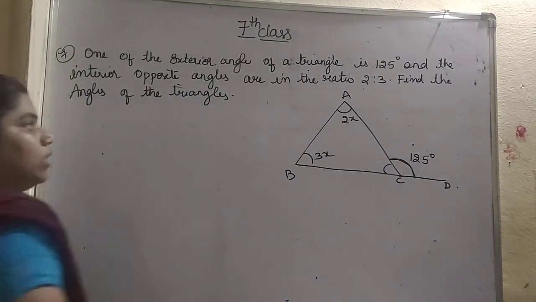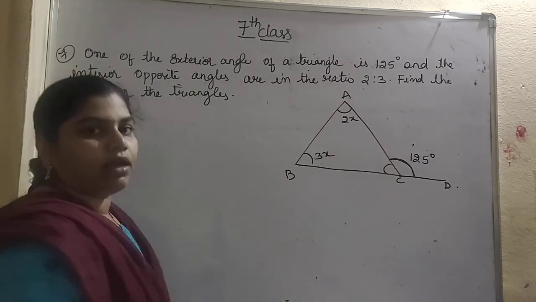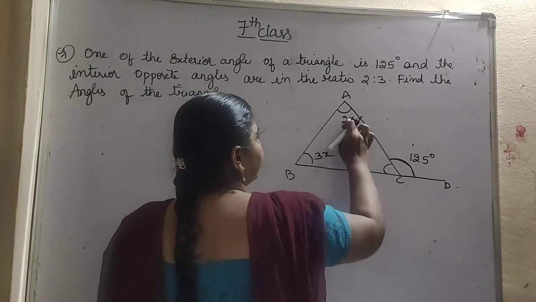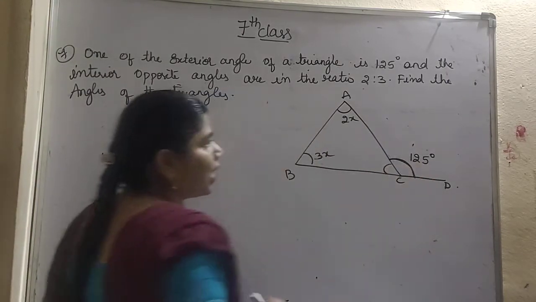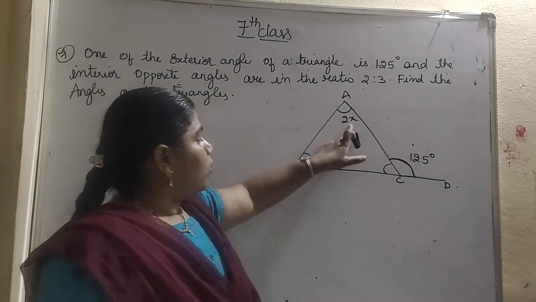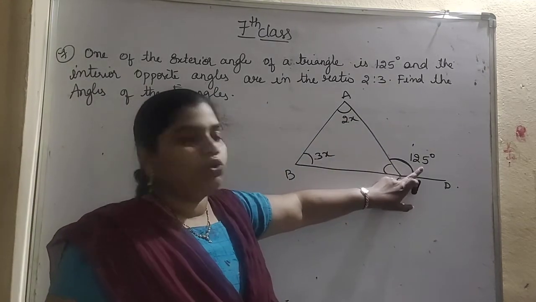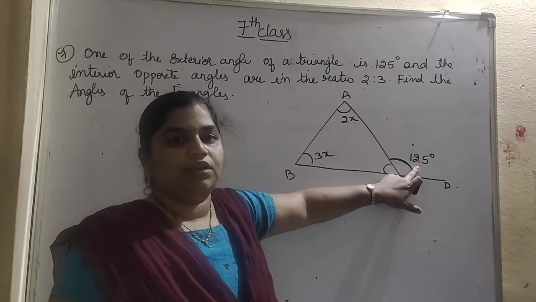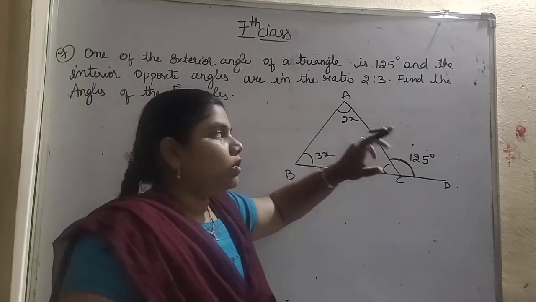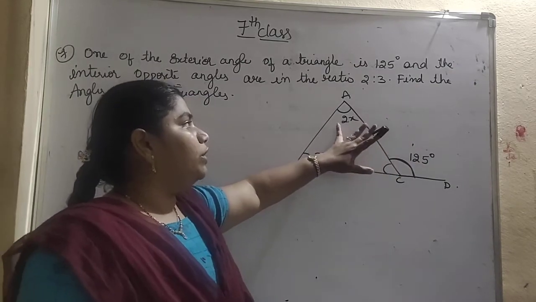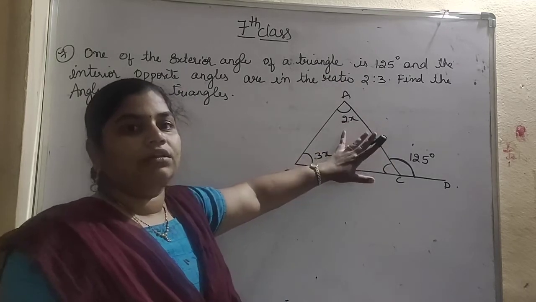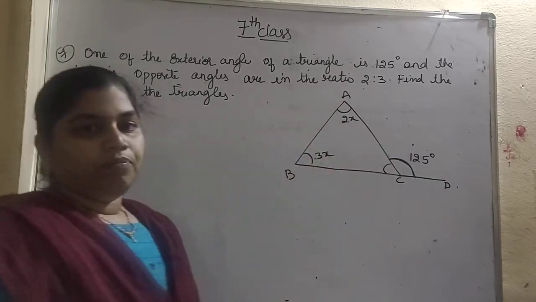So what did they tell? By using the exterior angle property, the sum of 2 interior angles will be equal to the exterior angle. So what is that? The sum of 2 interior angles will be equal to the exterior angle by using the exterior angle property. So by using that property, we are going to find this angle A and angle B now.